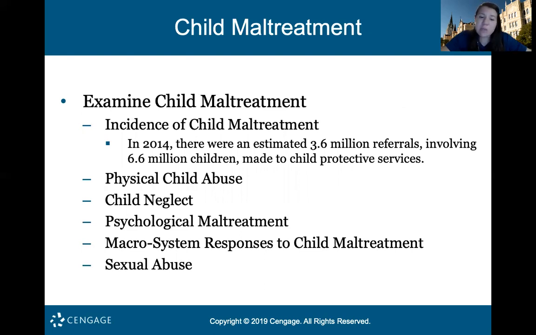And then finally, the textbook wraps up this section with talking about child maltreatment. So in 2014, there were an estimated 3.6 million referrals involving 6.6 million children made to Child Protective Services. The textbook's going to go into more detail about physical child abuse, child neglect, psychological maltreatment, responses to child maltreatment, and then sexual abuse as well. So this is some great information for you guys to have as you go into your careers.